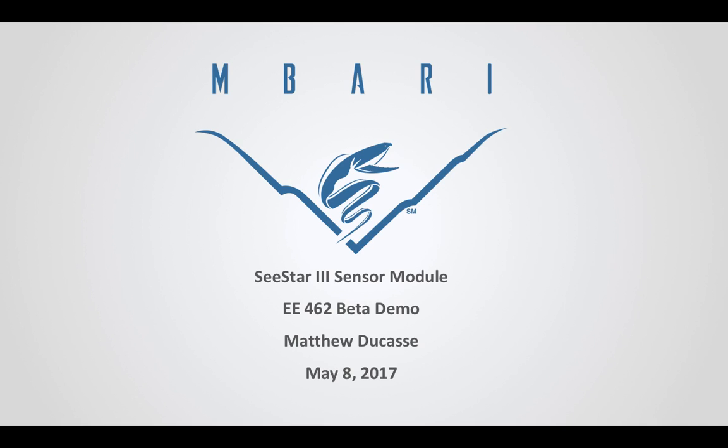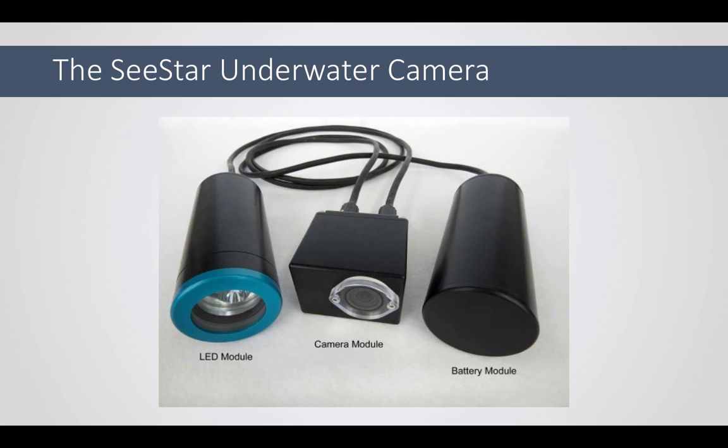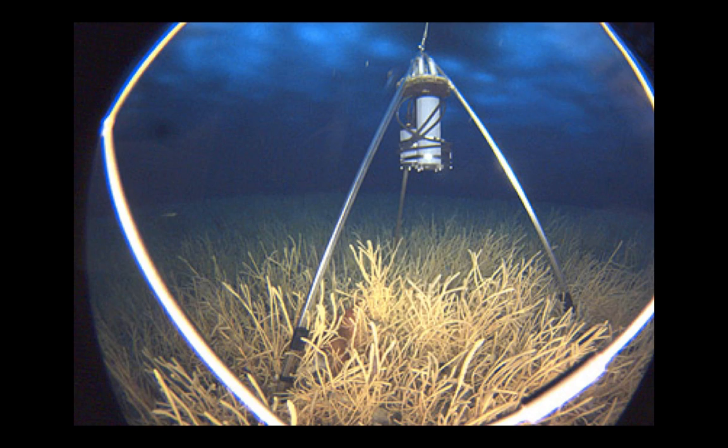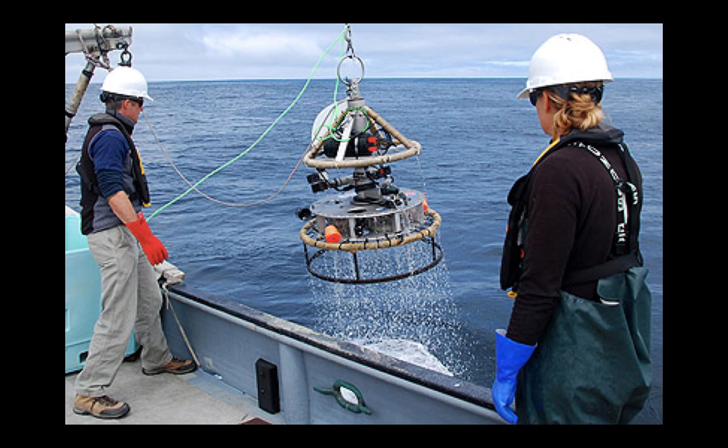This is my beta demo of my senior project, the sensor module for the C-Star 3 system. C-Star is a camera system designed to autonomously photograph deep ocean ecosystems. During deployments, the C-Star system will be fastened to an anchored rig and lowered to the seafloor, where it will take photographs on timed intervals over the course of several months. At the end of its deployment, it is retrieved and the photos are loaded from its SD storage.